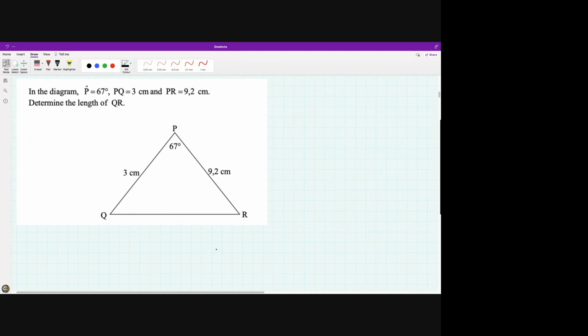So in this triangle, you are asked to find the length of QR. QR is this one down here.